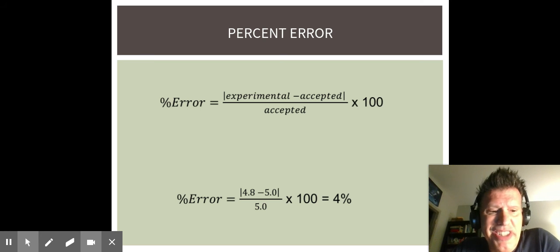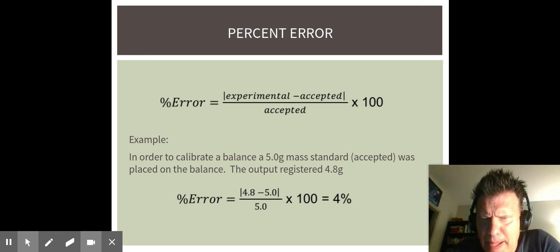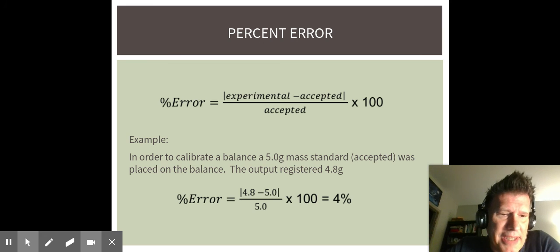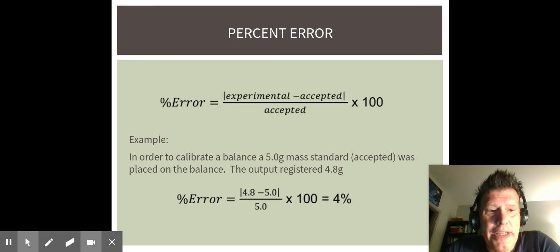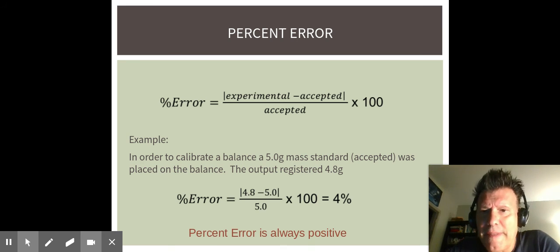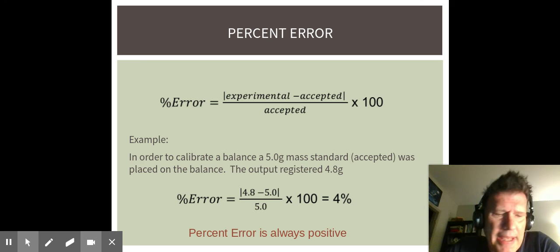So again, a lot of this is just repeat. All right, and there's an example right there for you. So I think you can do that yourself. Again, percentage error is always positive.